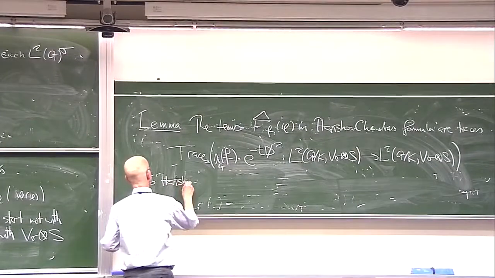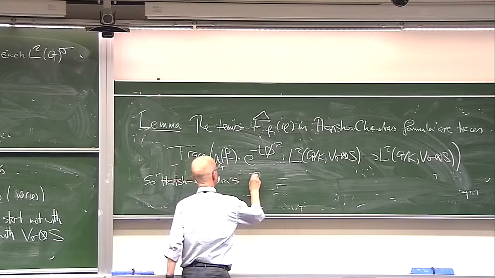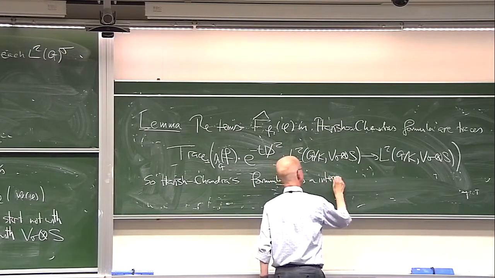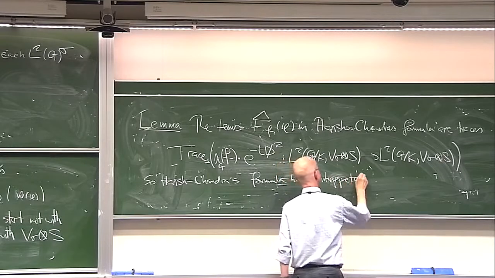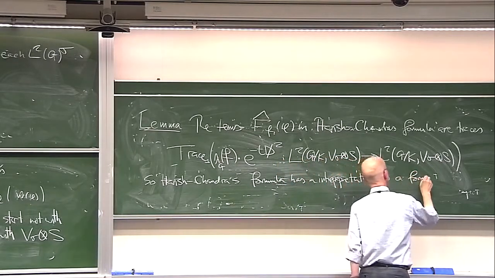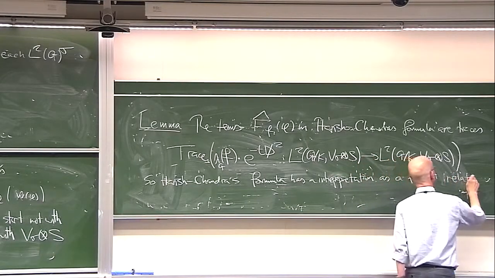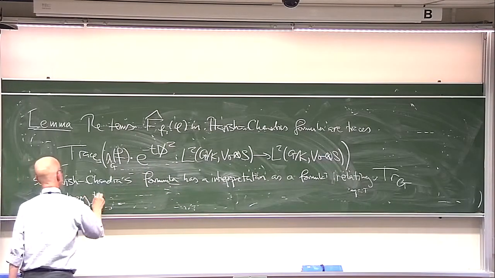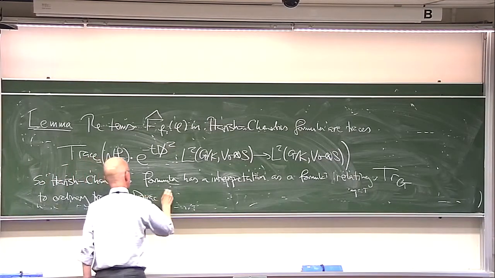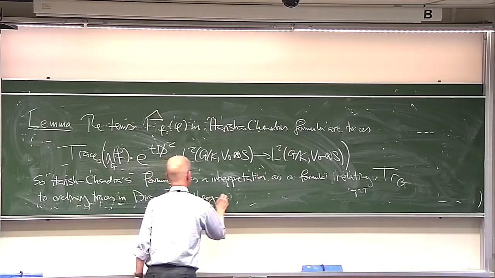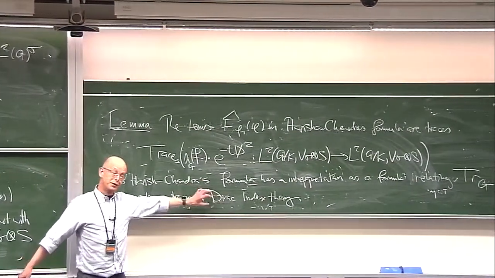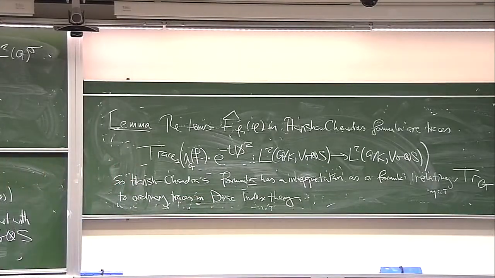And so I'm not going to keep you any longer, so let me just say that Harish-Chandra's formula has an interpretation. A formula relating this interesting von Neumann trace evaluation of the identity to ordinary traces in, let's say, Dirac index. And it would be very nice to obtain a direct analytical proof of this, because then you wouldn't have to worry about Harish-Chandra's formula and all of its details.